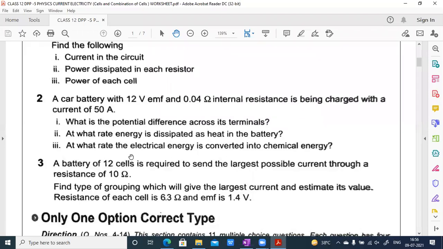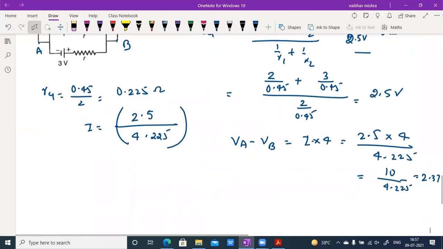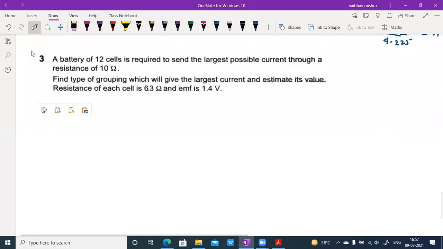Question number 3. A battery of 12 cells is required to send the largest possible current through a resistance of 10 ohm. Find the type of grouping which will give the largest current and estimate its value. Largest current कब मिलती थी? सीरीज में या पैरेलल में? In parallel. In series we get larger EMF, and in parallel we get larger current because internal resistance is reduced. Good, Shreya.